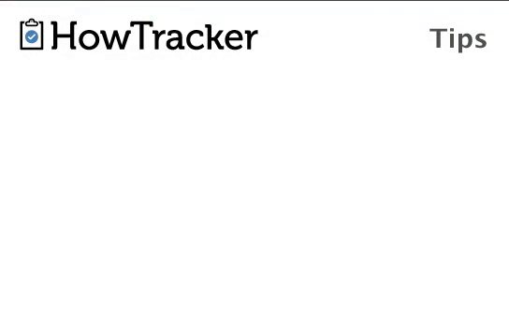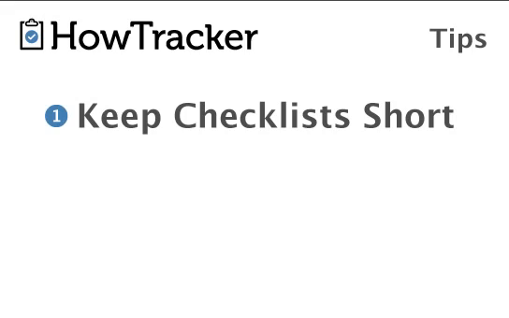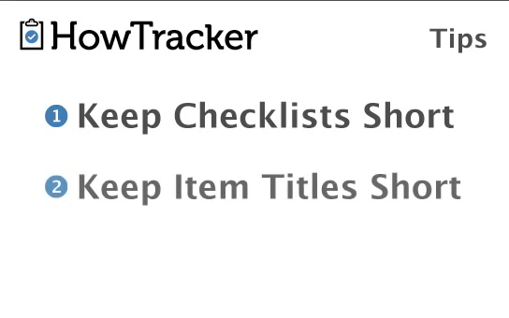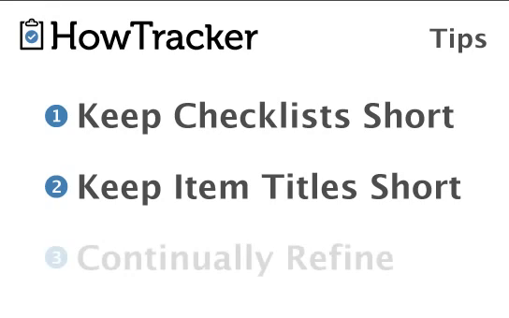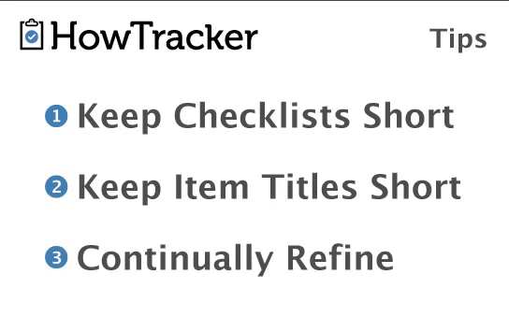Here's some tips for making your HowTracker checklist successful. Number 1, try to keep your checklist short. An ideal checklist is always less than 20 items. Number 2, keep your item title short. More information can always be placed within the description of an item, and you don't want a checklist to look intimidating. Last, and most importantly, continually refine your checklists. Get feedback from users and constantly work on them to make them as efficient as possible.